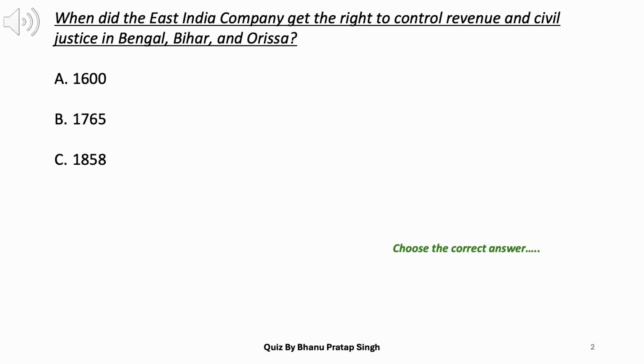2. When did the East India Company get the right to control revenue and civil justice in Bengal, Bihar, and Orissa? A. 1600. B. 1765. C. 1858. Please think through the answers. Answer: B. 1765.